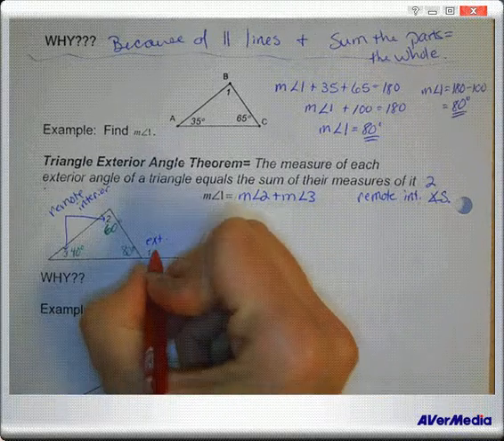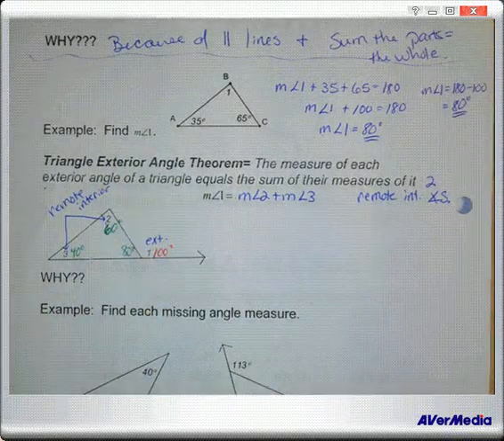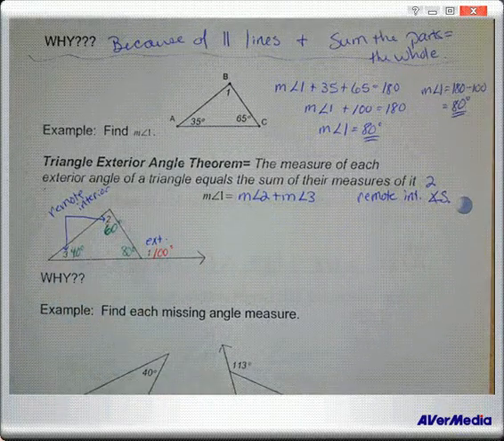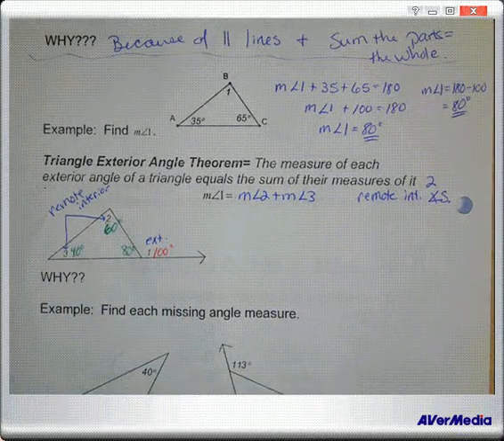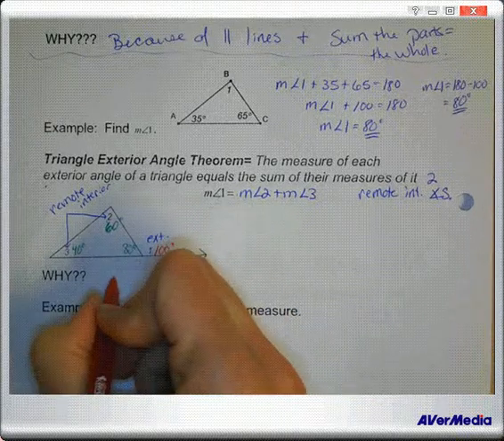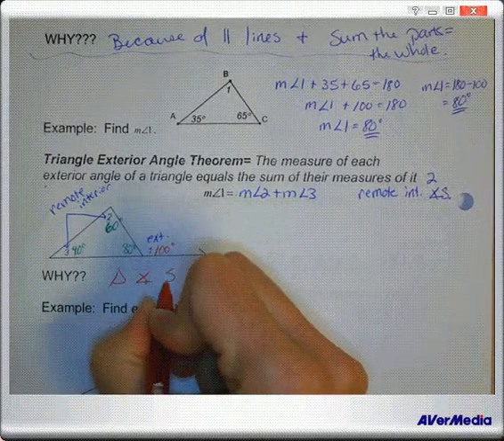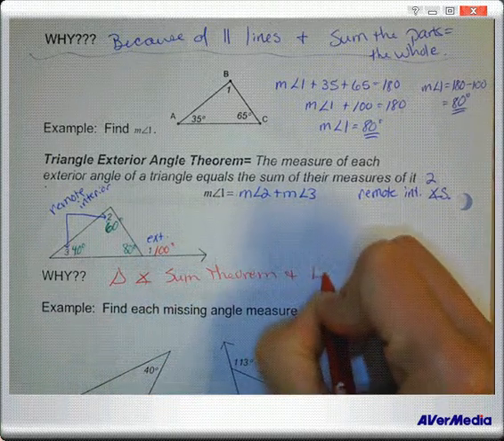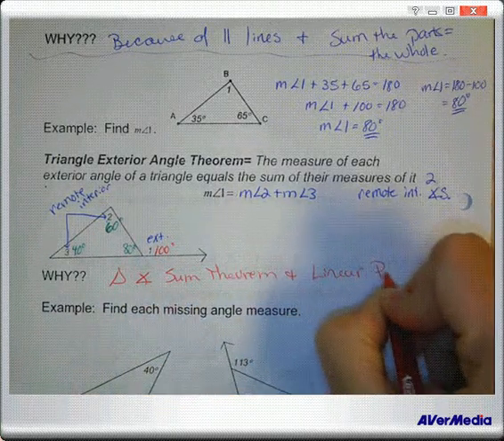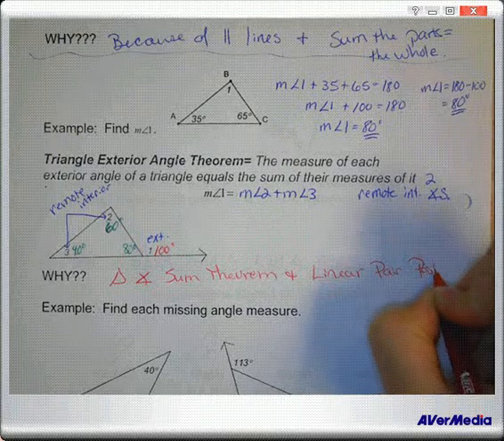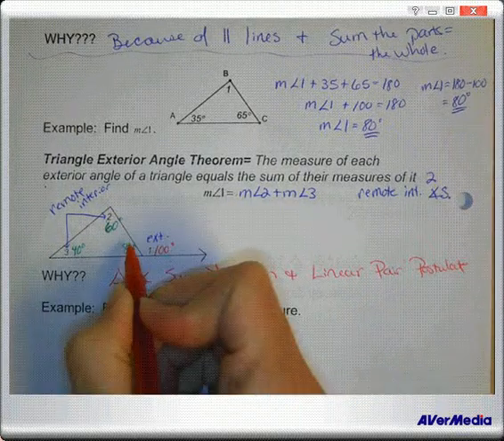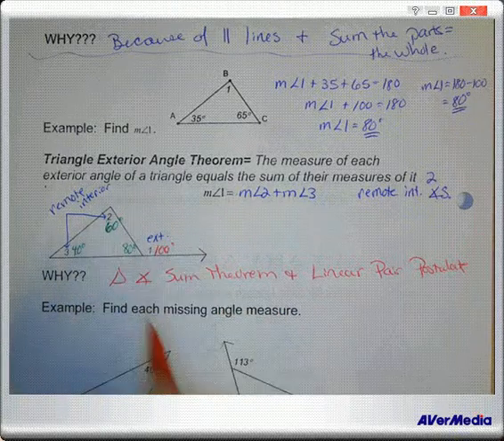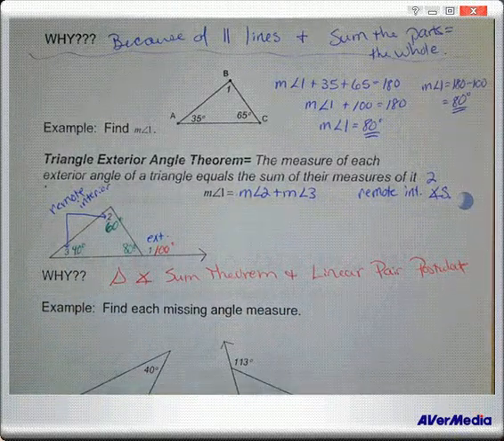Now, what do angle 2 and angle 3 add up to? 100 degrees. So yeah, basically why? It's because of the triangle angle sum theorem and the linear pair postulate. Because we know these add up to 180 and these add up to 180, we have that magic number that works. This is just a time saver. That's all it really is for solving for the missing angles.